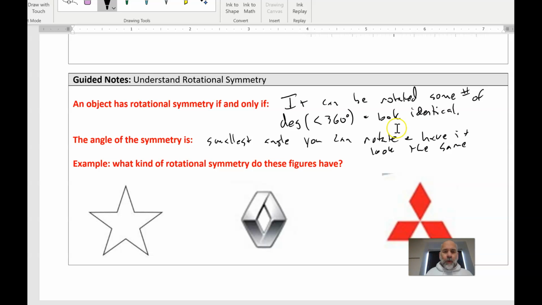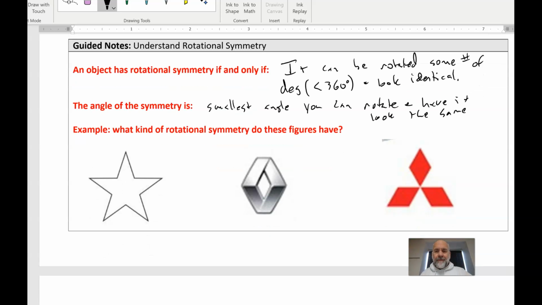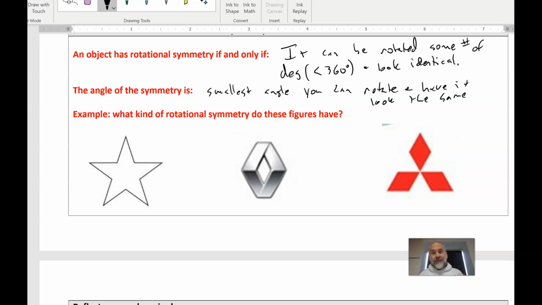So, example: what kind of rotational symmetry do these figures have? They all have rotational symmetry, with this one with a little asterisk next to it. The question is, how many degrees can you rotate it and have it look the same? If you're wondering how to do the star, think about it this way. If I draw it like this, you can see how I could divide it up into 5 sections. And I could rotate one of these and it could become here.